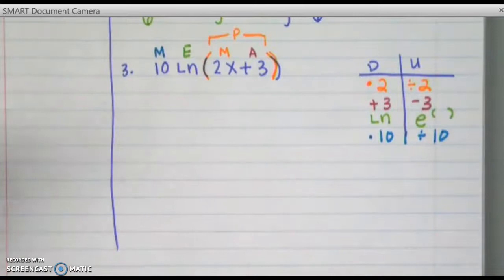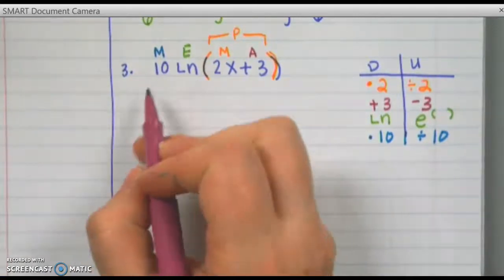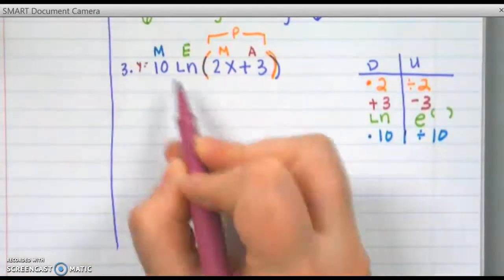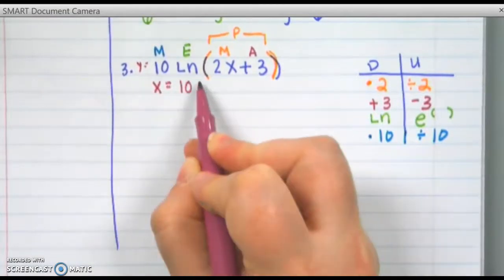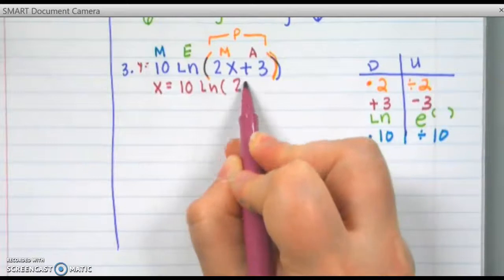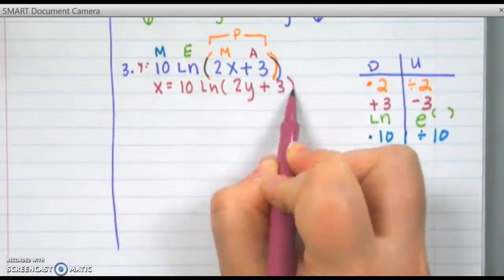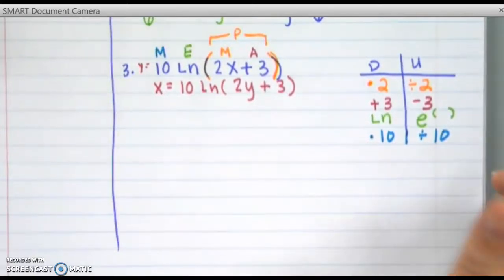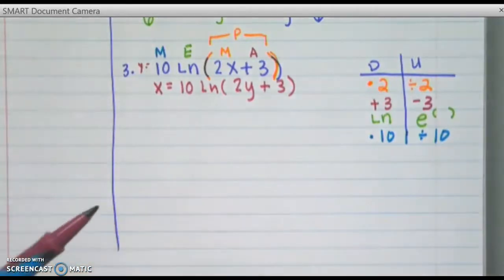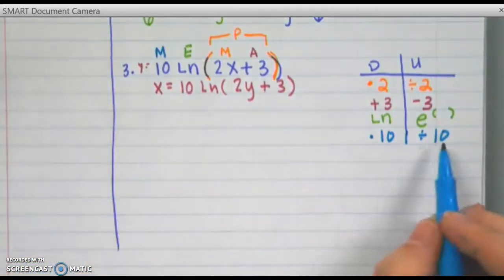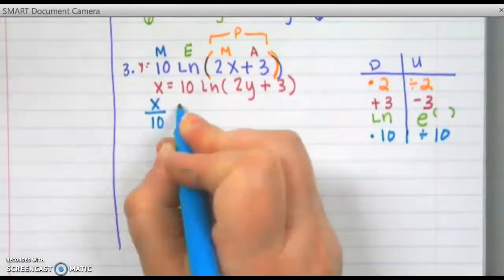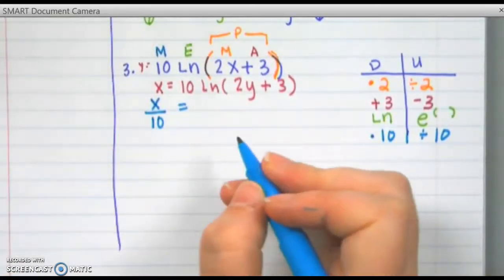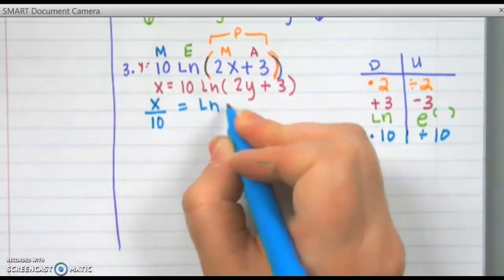All right, so I am going to swap. Oh, I forgot to put the y equals. But pretend that said y equals. So it would now say x equals 10 ln 2y plus 3. The first thing I'm going to do is divide by 10. So my left is going to now say x over 10, and that's gone.